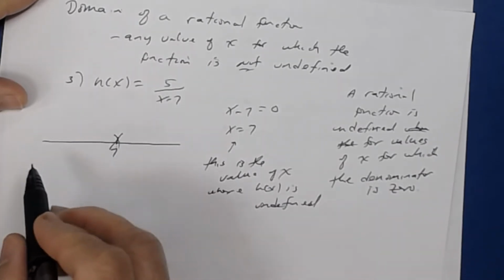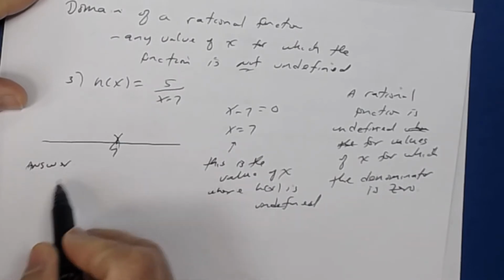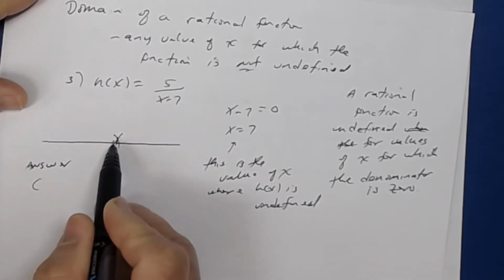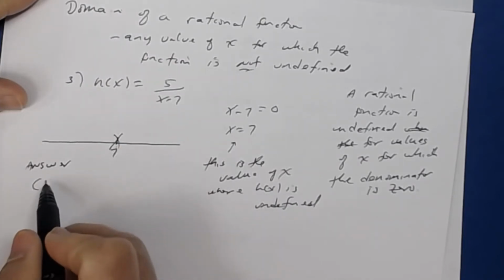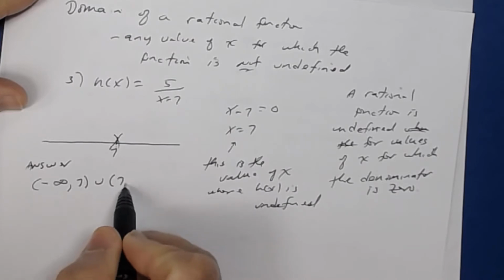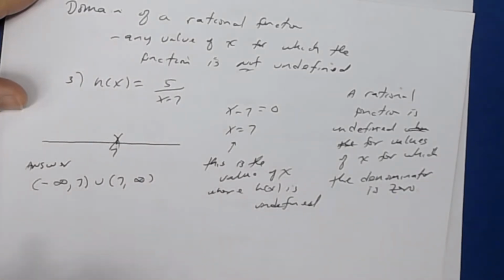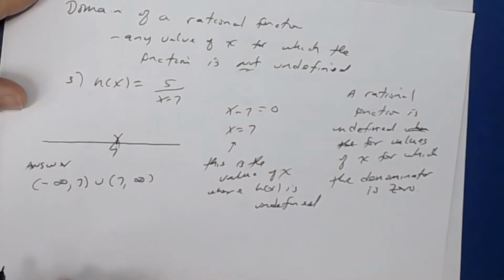And so to find the interval notation, your answer will be from negative infinity to 7. Since I can't use 7, since 7 is not in the domain, you're going to use parentheses. So negative infinity to 7, parentheses, union 7 to infinity. So that's interval notation. That means all real numbers except 7.